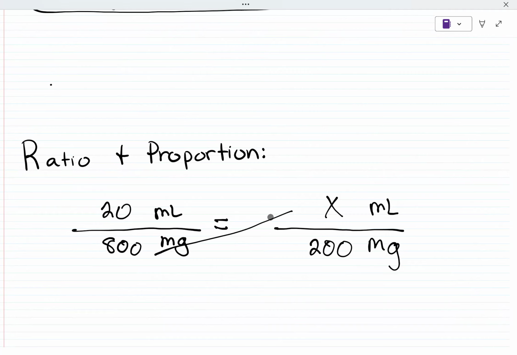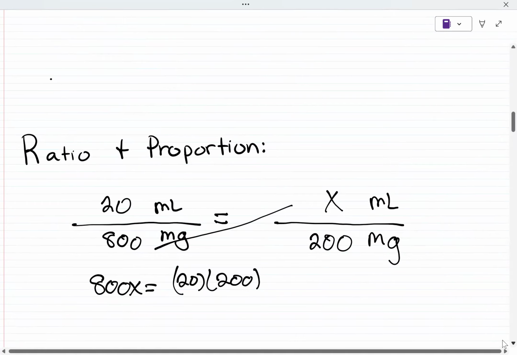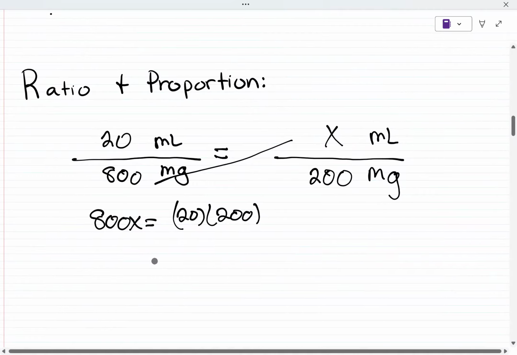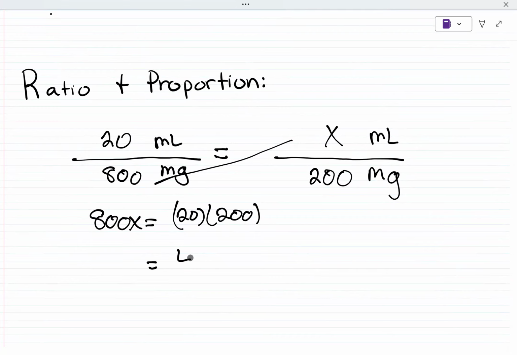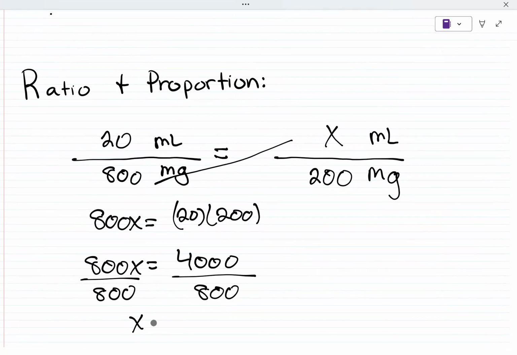Cross multiply, so this is going to be 800x equals 20 times 200. 20 times 200 is 4,000. Then divide this by 800, and you get x equals 5 milliliters.